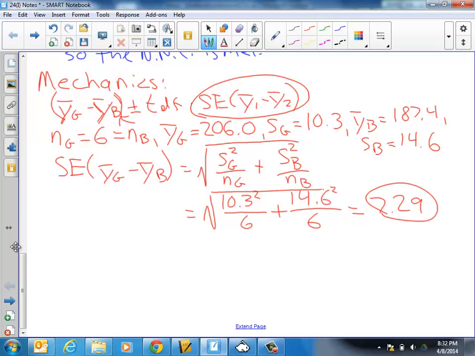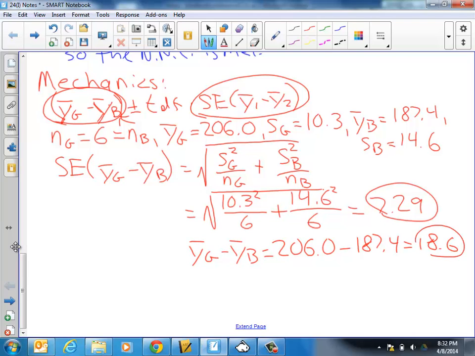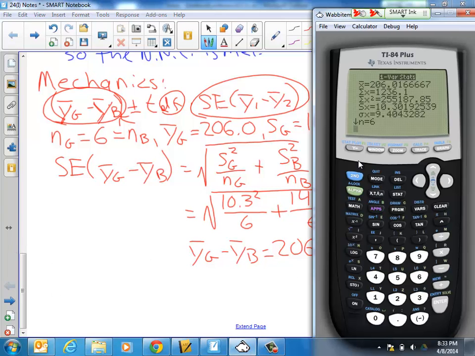Well, let's go ahead and mention what the difference in the sample means is real quick. So y bar sub g minus y bar sub b is equal to 206.0 minus 187.4, which comes out to be 18.6. Okay, so we've got that. Now, how do we get the critical t-score here? Well, first of all, notice that you need that degrees of freedom. To find the degrees of freedom, we're going to go to second distribution. Nope.